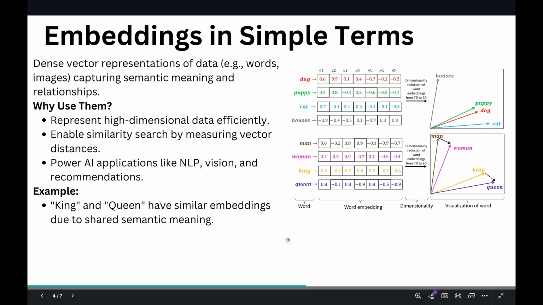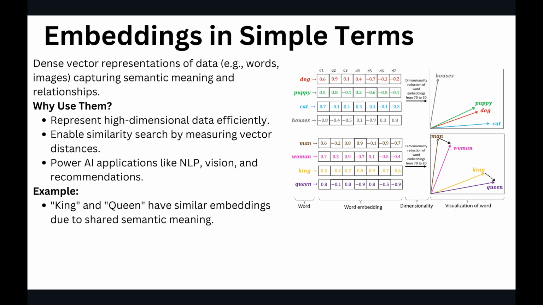So why use word embeddings? To represent high dimensional data efficiently, we use embedding. And embeddings enable us to do similarity search by measuring vector distances. Let's say we want to do some keyword search and we want to find some more similar words. So we can simply take the cosine similarity or Euclidean distance as a similarity measure and find the closest embedding vector to that word and reconvert it back into word form to find the similar word.